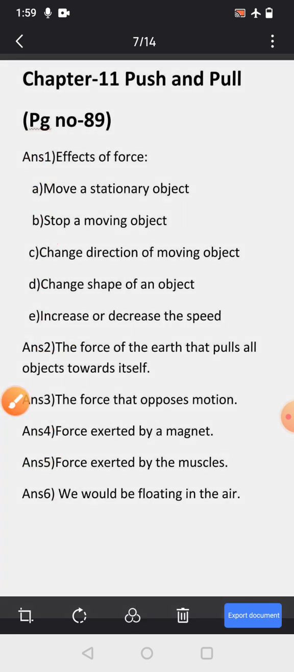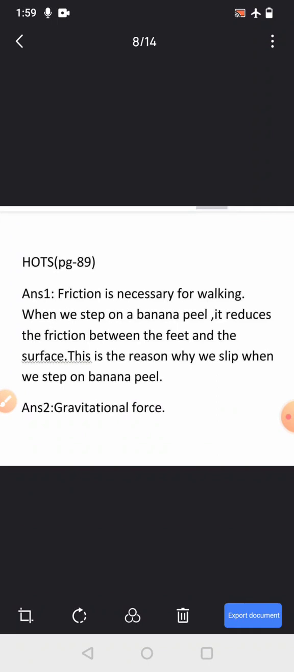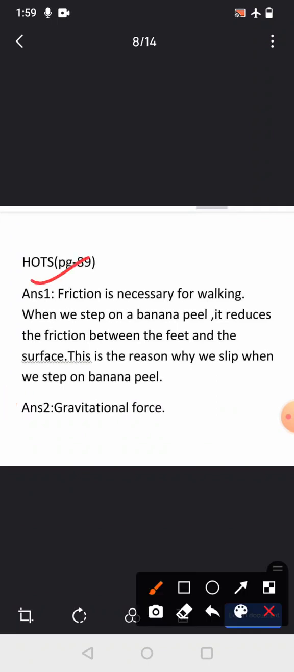Now we'll start with HOTS. So here, question number 1, why does a boy walking on a road slip when he steps on a banana skin? So if you also walk on a road and if a banana peel or banana skin is there, you will also slip. So why is it so? I'll tell you the reason. Just because of friction. So friction is necessary for walking. When we step on a banana peel, it reduces the friction between the feet and the surface. This is the reason why we slip when we step on a banana peel.